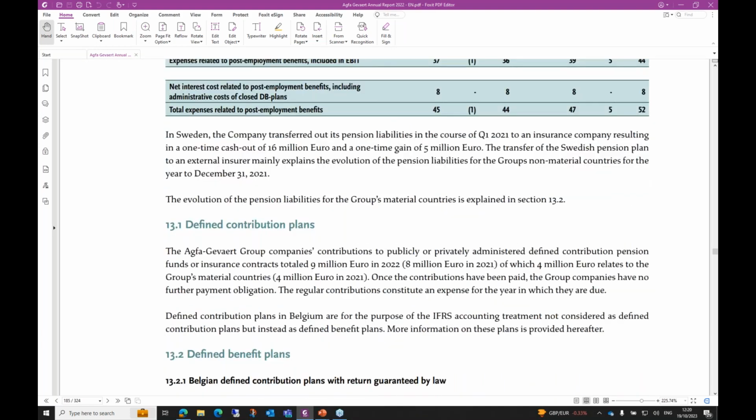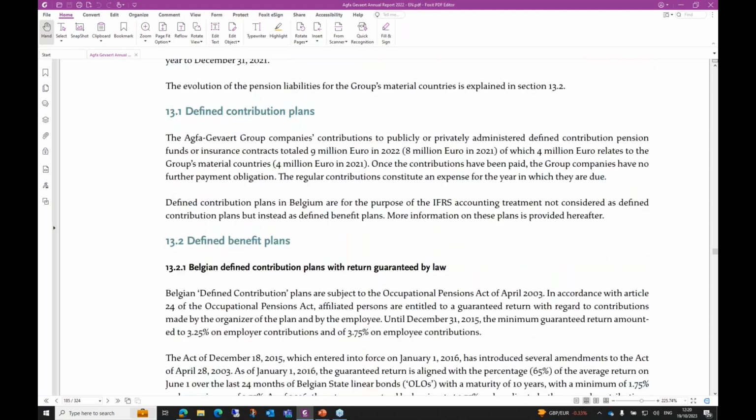That was general, and then they go to each of the plans. Defined contribution plan: the requirement is there only if it's defined contribution. What are the payments you have done, or what is the expense of the defined contribution pension funds in your P&L? That's the requirement you need to make. They also say for Belgium that IFRS considers it a defined benefit plan. Although legally it's a defined contribution, in IFRS it's a defined benefit.